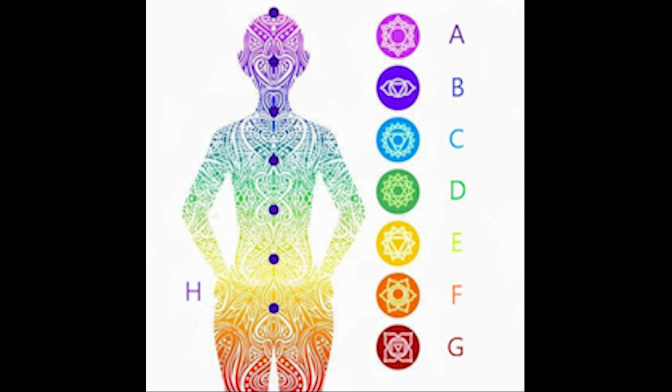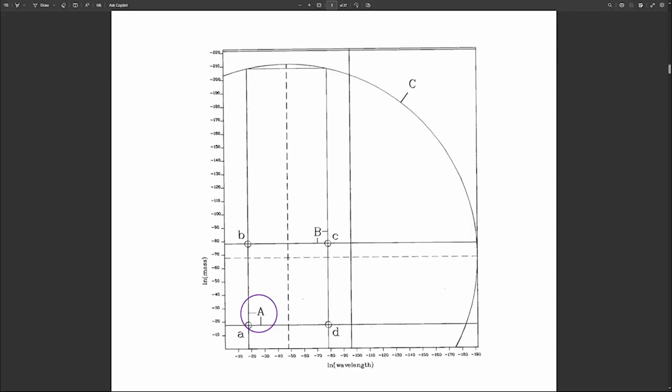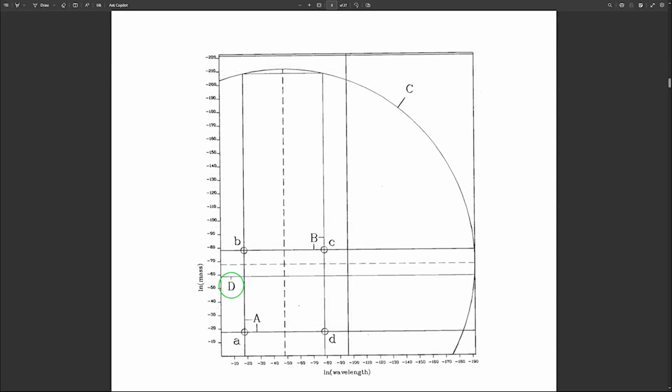Chakras A, B, and C are the crown, brain, and communication. A and B both have 2 points of existence. D, the heart chakra, is at 58 mass and 8 wavelength. A, the crown chakra, is 27 mass and 27 wavelength.